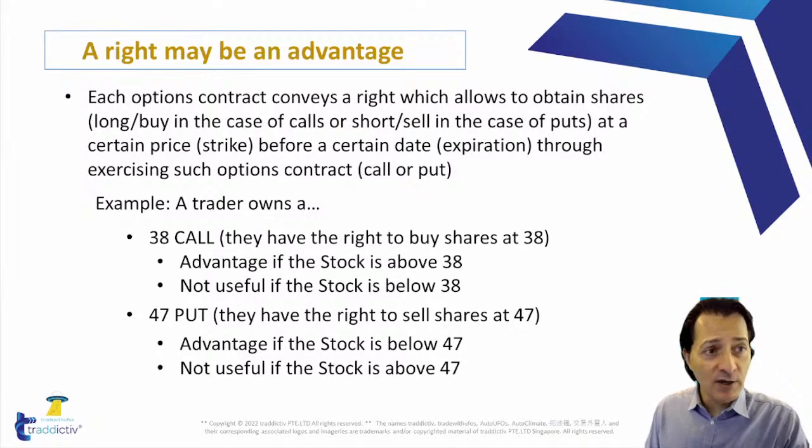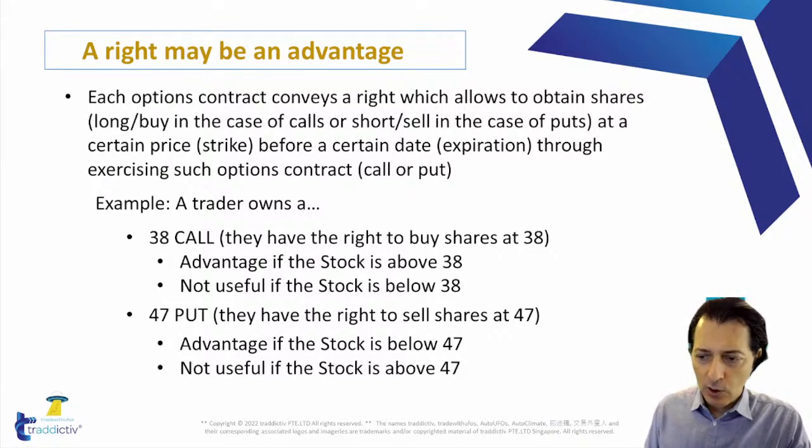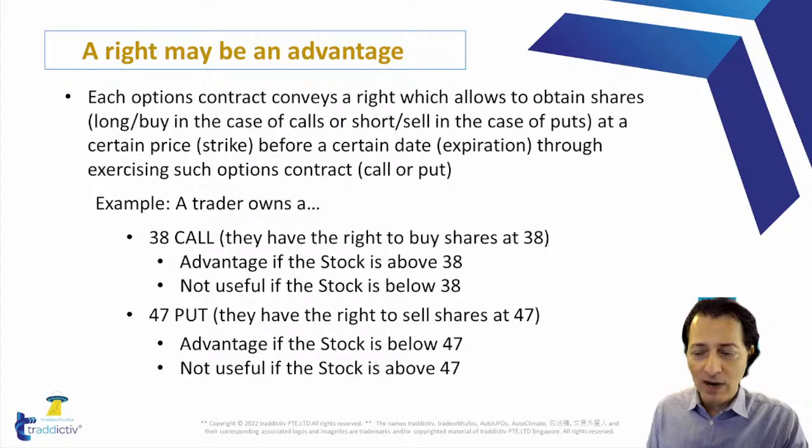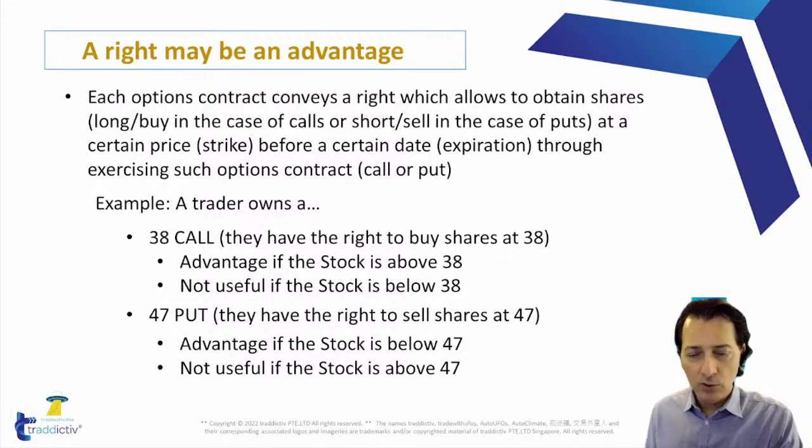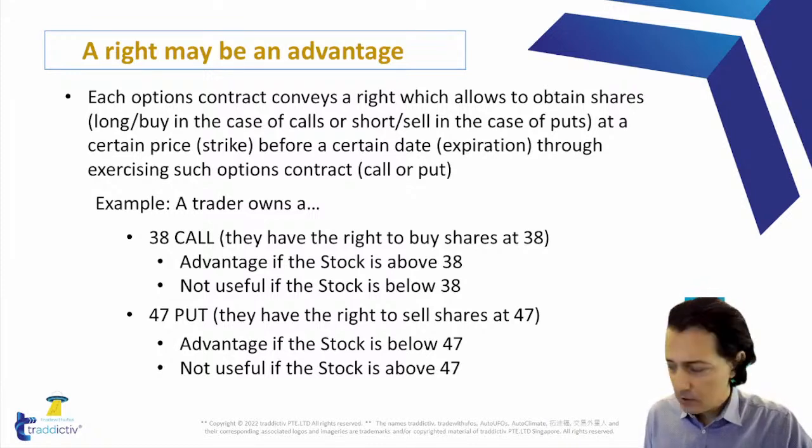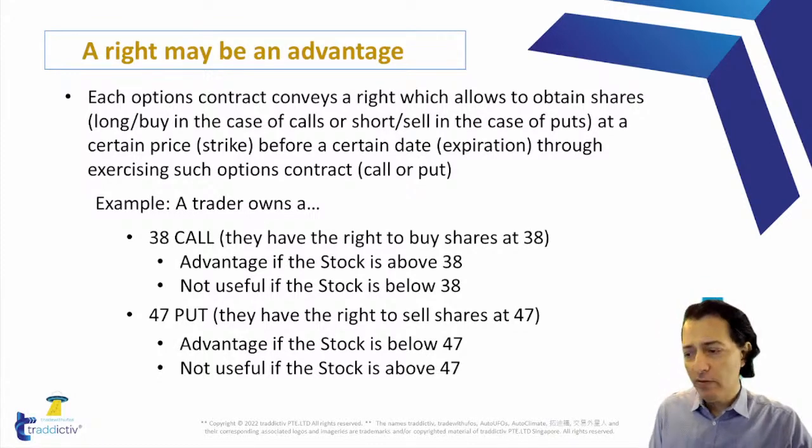So the put is the inverse of the call. If you exercise a put, you have the right to obtain shares, but you obtain shares short. So you have the right to sell shares. If you have the 47 put, you have the right to sell shares at 47. That's only an advantage if the stock is below 47, right?